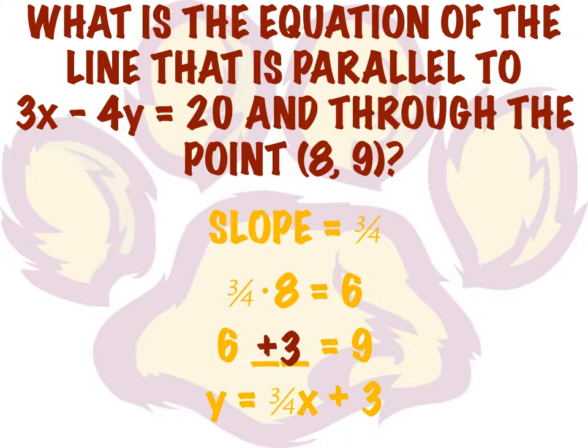If you were looking for a perpendicular line, all you would have to do is make sure to flip the slope and change the sign, and you follow those same steps.